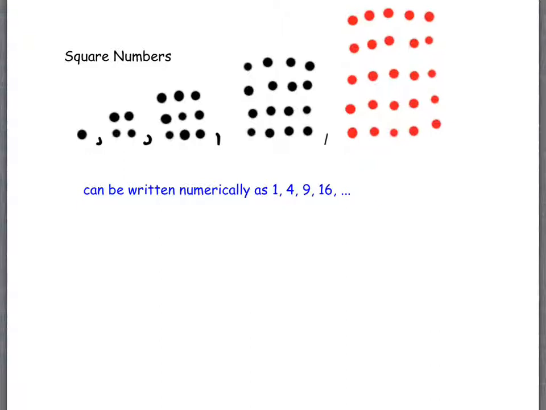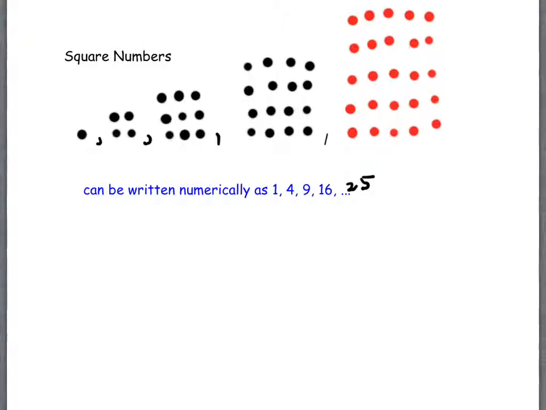It should look like a square, not a rectangle. Anyway, or more square-ish. And we can talk about this sequence, right? This is 1, 4, 9, 16. And what would be the next term in the sequence? 25.